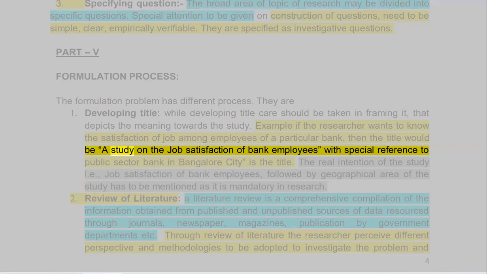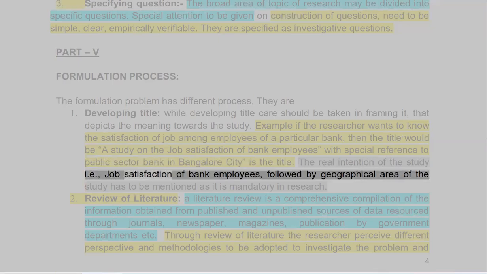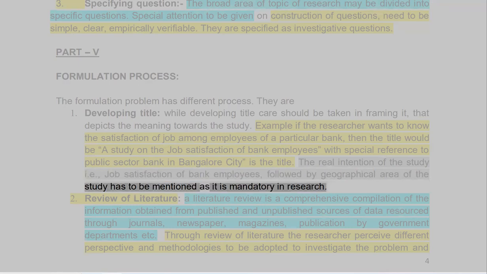would be "A Study on the Job Satisfaction of Bank Employees, with special reference to Public Sector Banks in Bangalore City." The real intention of the study, i.e., job satisfaction of bank employees, followed by the geographical area of the study, has to be mentioned as it is mandatory in research.